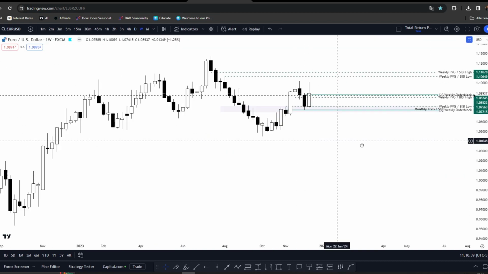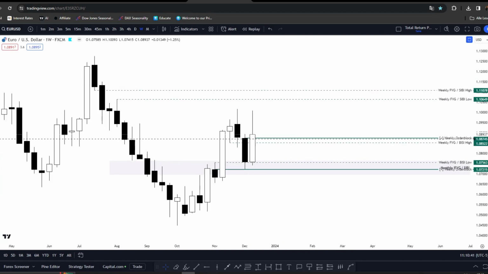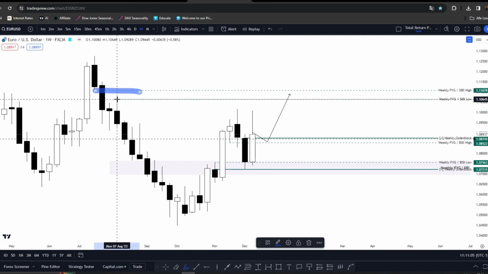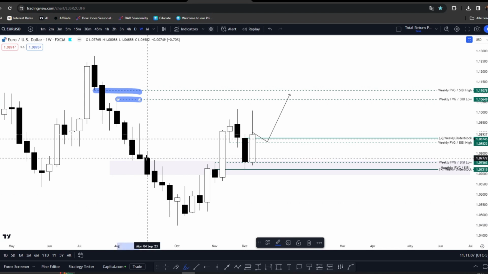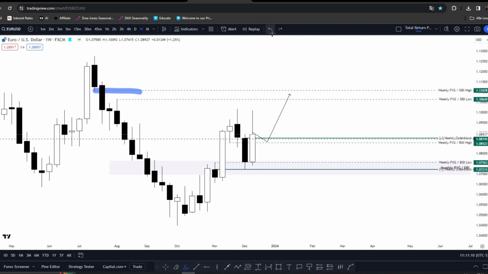On the weekly chart, we could see a run higher like this from the bullish weekly order block into the weekly fair value gap. Of course, not all inside the next week, but going into the next month, probably also into the new year, we could see a run higher to fill in this open weekly SIBI. So we also delivered perfectly from the BISI low right here and also from the weekly order block.